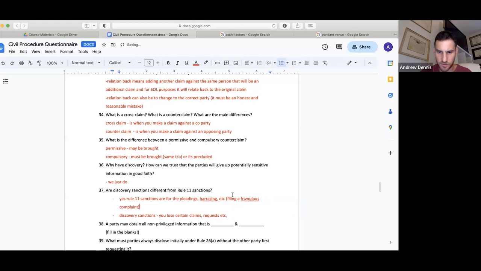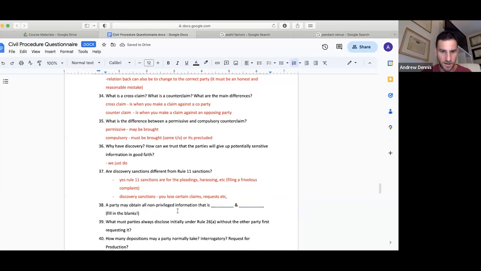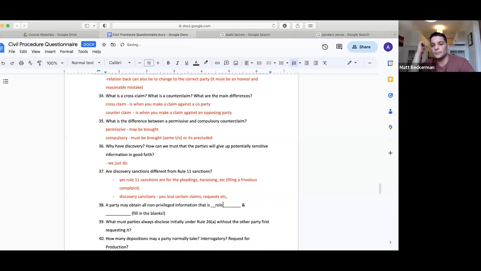And I appreciate everyone bearing with us if we go a little bit over time today, because this is a tough subject. All right, a party may obtain all non-privileged information that is blank and blank. Can anyone fill these blanks? I think the second one is reasonably calculated to... So it's R and P. Two one-word answers. Reliable and... Is that R? Relevant. Shoot. Relevant. And probative? Proportional. Proportional, oh man. It has to be obviously related to this case, and it has to be proportional.